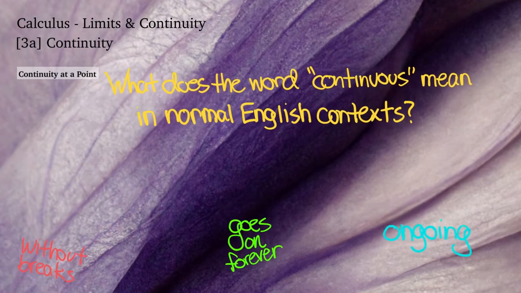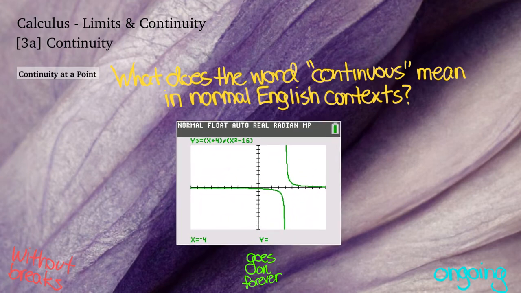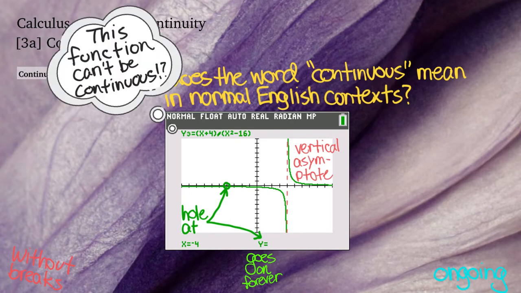Now let's get more specific with the meaning of the word continuous in the context of calculus. Let's check out this rational function that has a few discontinuities. I hope you can agree with me that this function is mostly continuous. It goes on forever to the right, it goes on forever to the left, but at x equals -4, there's a hole, and at x equals +4, there's this big break, there's this vertical asymptote that's messing things up. Based on an informal definition of continuous, this function can't be continuous.